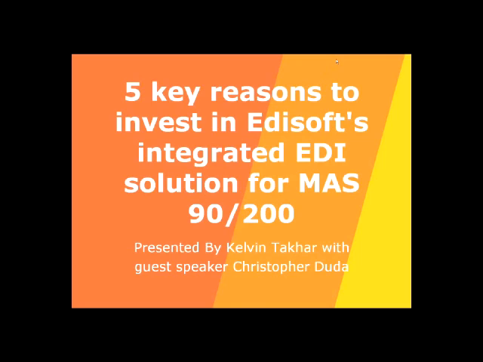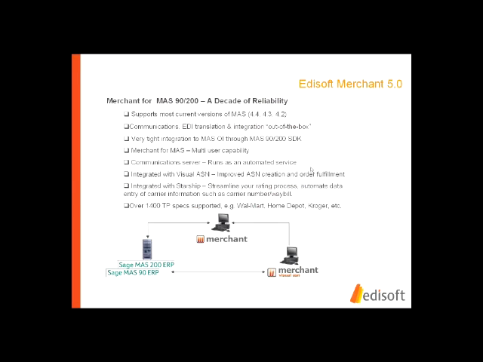Now I'm going to move to the first slide. And what I'm going to describe for a moment is one of the first modules that is being used by US Continental. It is Merchant for MAS90-200.